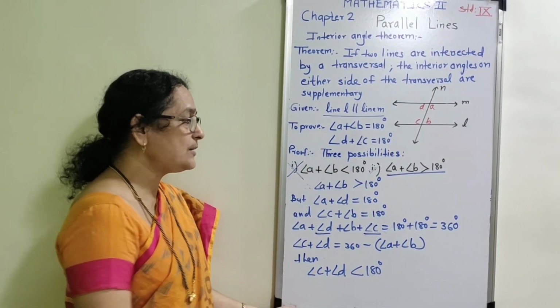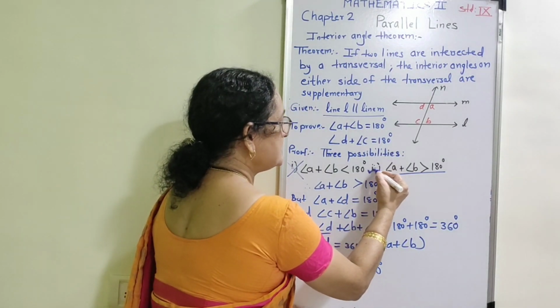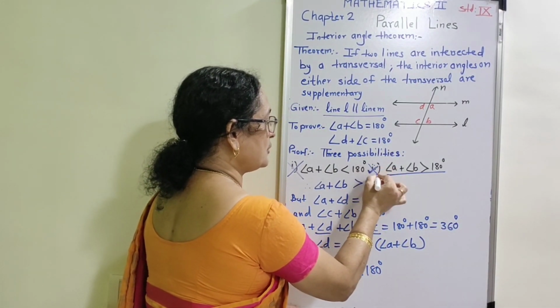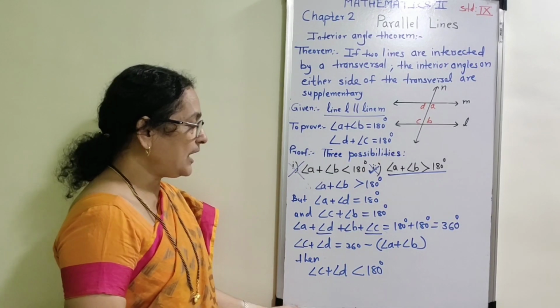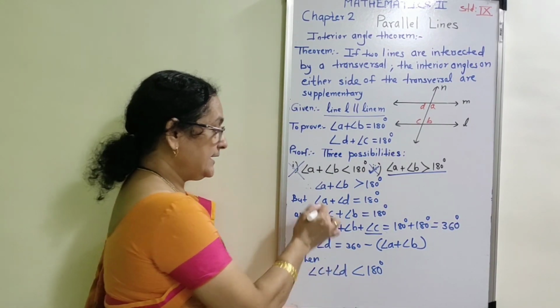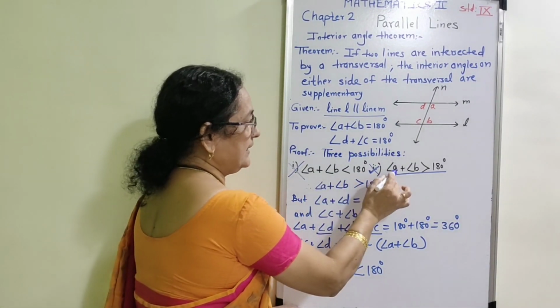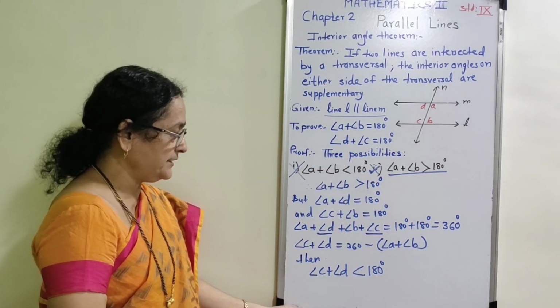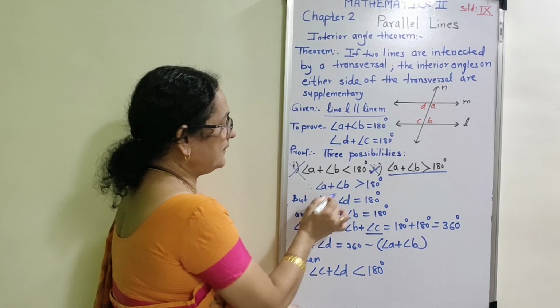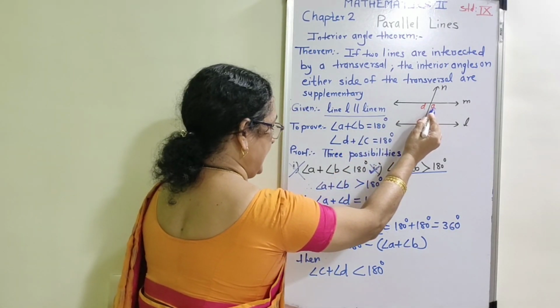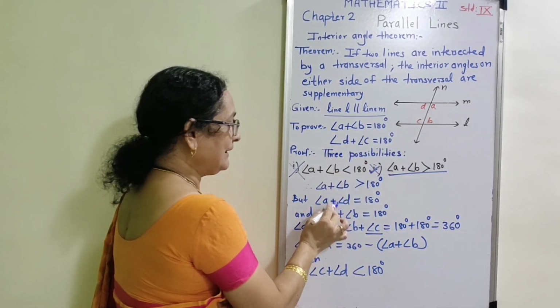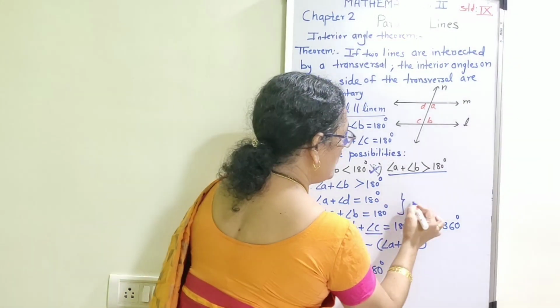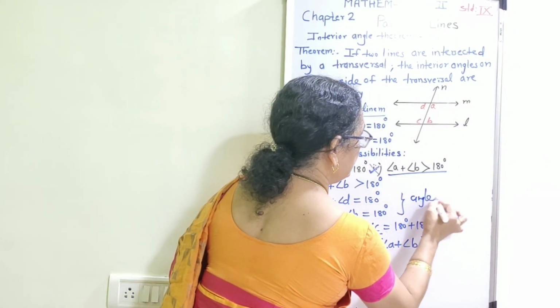Students, now we are going to complete the second possibility, which is also not true. But how are we going to prove this? Let us assume that angle A plus angle B is greater than 180 degrees. But they have given that in the figure angle A and D are in linear pair. These 2 angles are in linear pair.